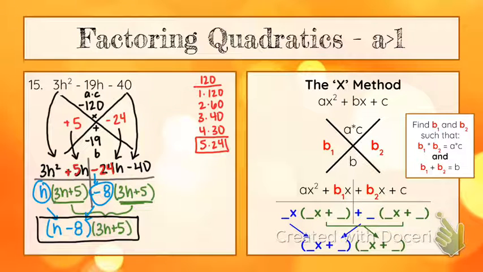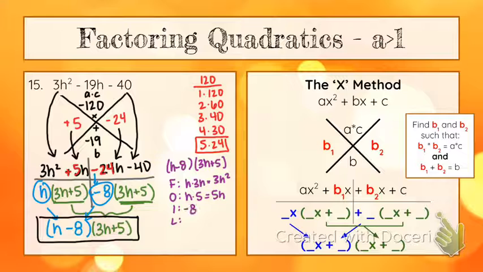And I'm going to walk you through checking your answer one more time just to remind you how to use the FOIL method, the way that I taught you before. So h minus 8 times 3h plus 5, the way that I had taught it previously was FOIL. First is h times 3h. That gives us 3h squared. The outside terms are h and 5. That gives us 5h. The inside terms are negative 8 and 3h. That gives us negative 24h. And then our last terms are negative 8 and 5. That gives us negative 40.